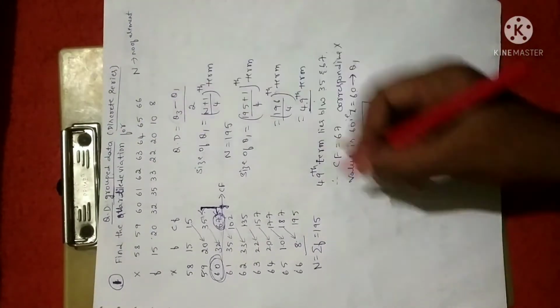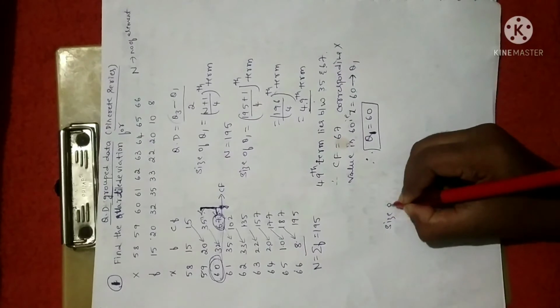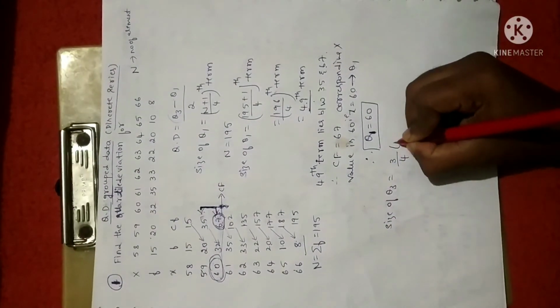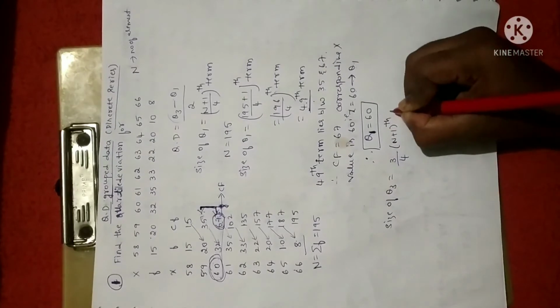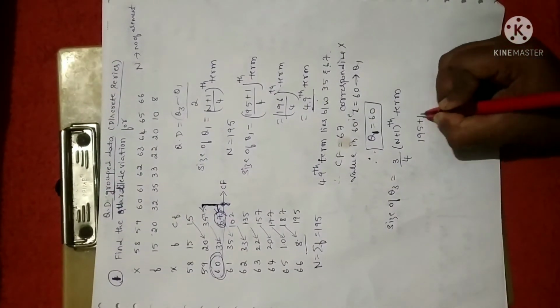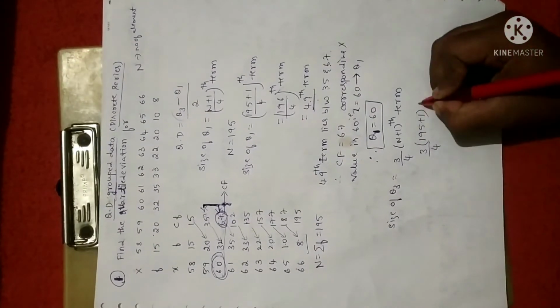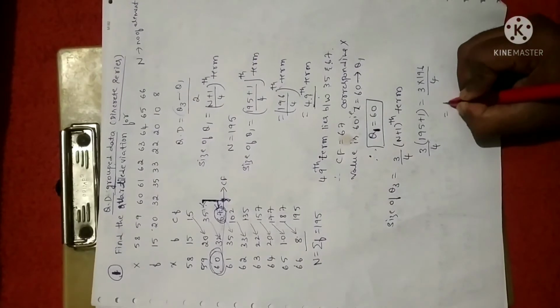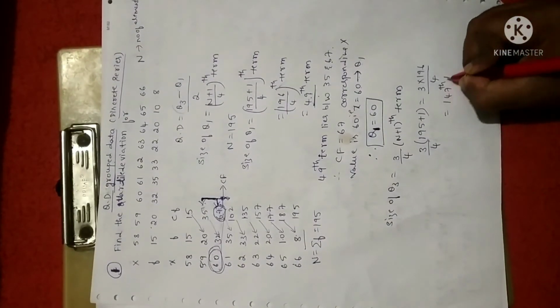Next we require Q3. So let me calculate the size of Q3 now. The formula is 3 by 4 into (n plus 1)th term. n is here 195. So 195 plus 1, into 3 by 4. It is 3 into 196 divided by 4. If you simplify, you will get the 147th term.